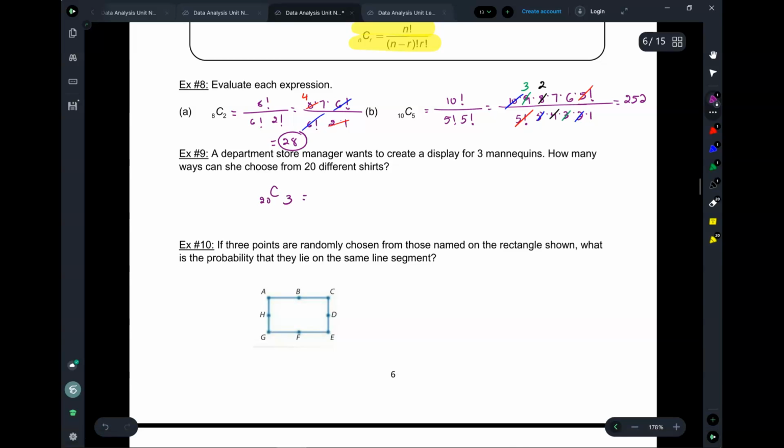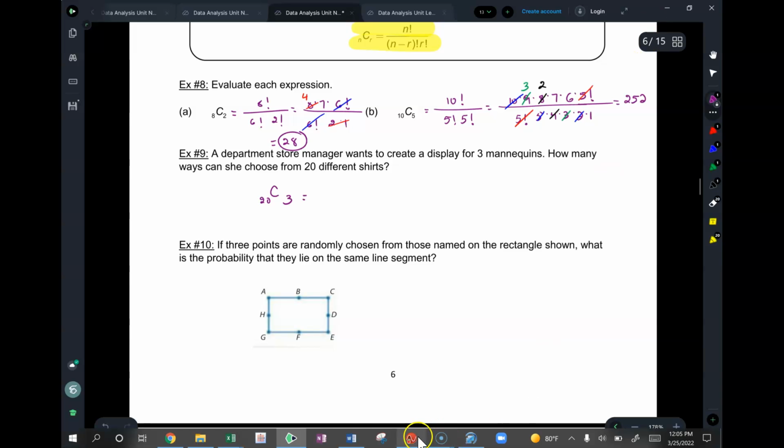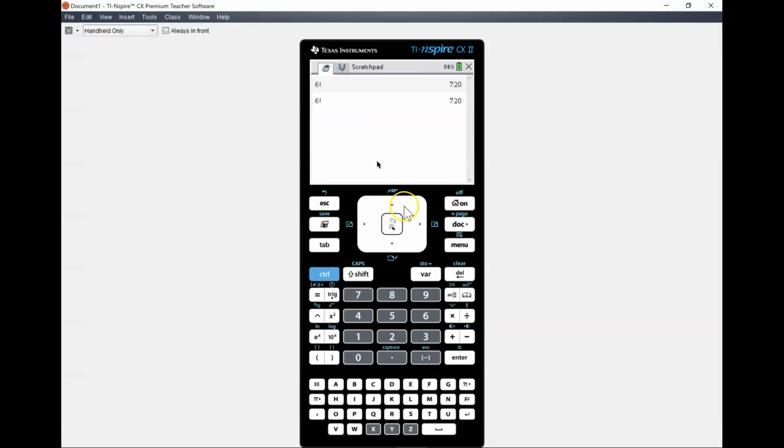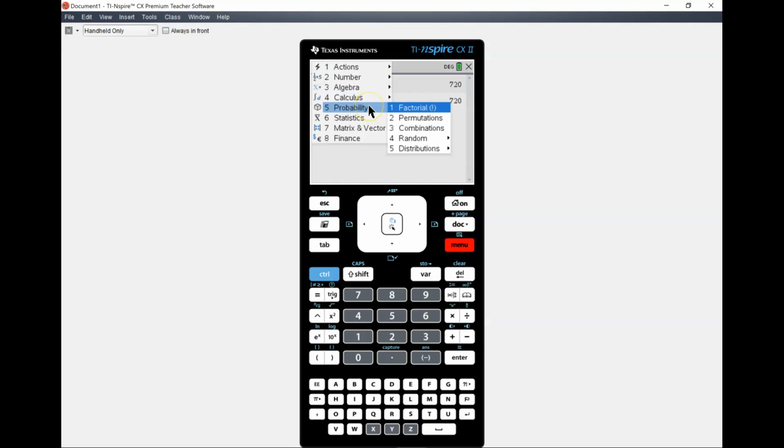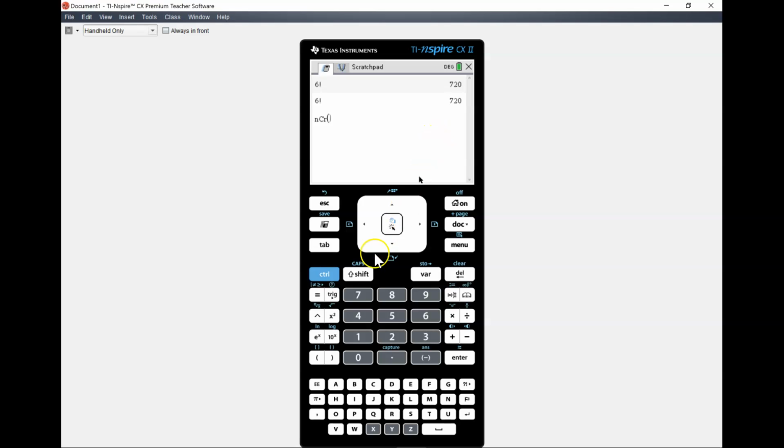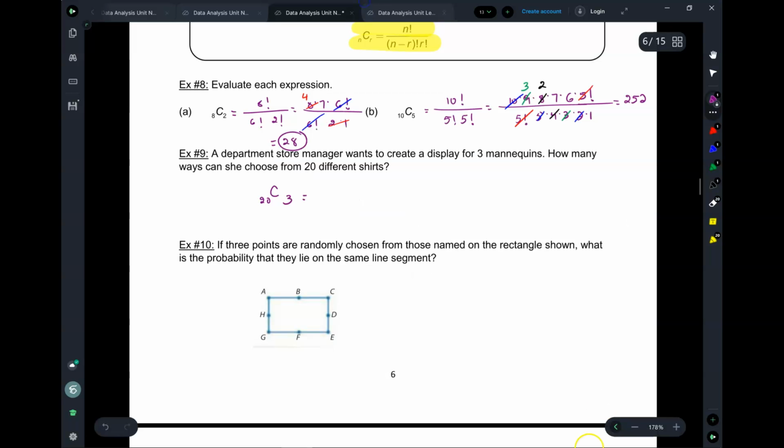There is a button on your calculator that does this, by the way. Let's go to your calculators. Go to menu. Go to probability. Go to combinations. Here, it's 20, comma, all sorts of syntax here. Comma is right below the pi next to the O. 3, 1140. Okay.